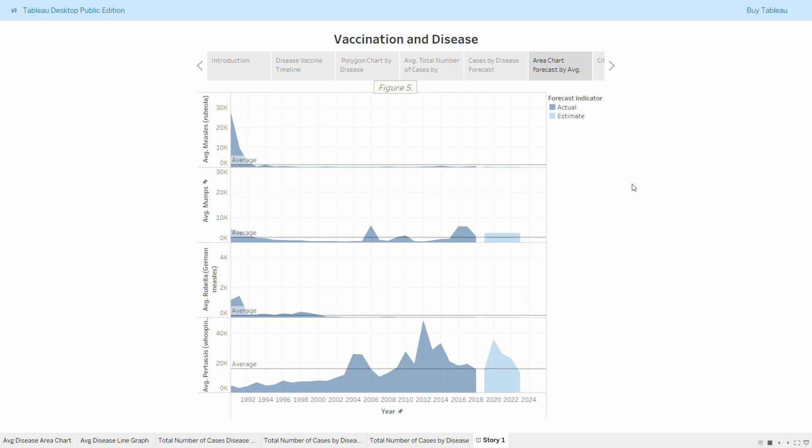Last, we have an area chart. Same thing, looking at prevalence in cases from 1990 to 2024 by every 2 years. We can see we have the increase for the pertussis, the decrease for everything else due to the vaccinations. We can see they also predict the forecast to be very, very small due to the vaccinations. So ultimately, yes, vaccines do work.